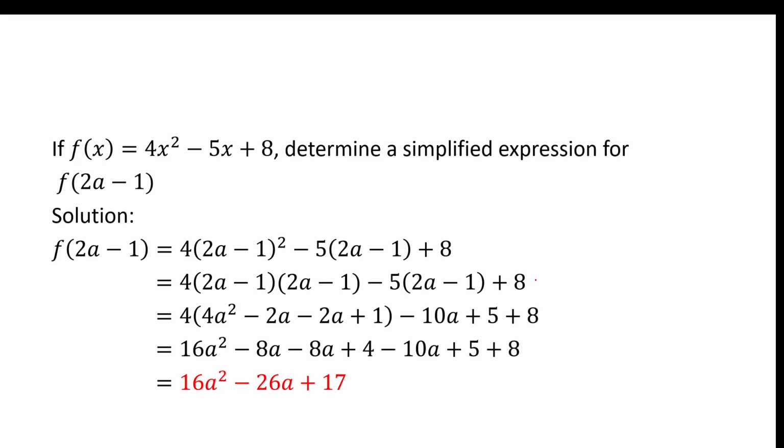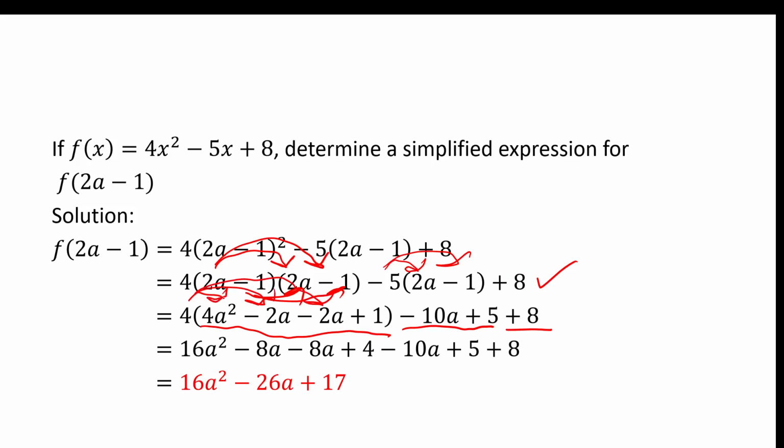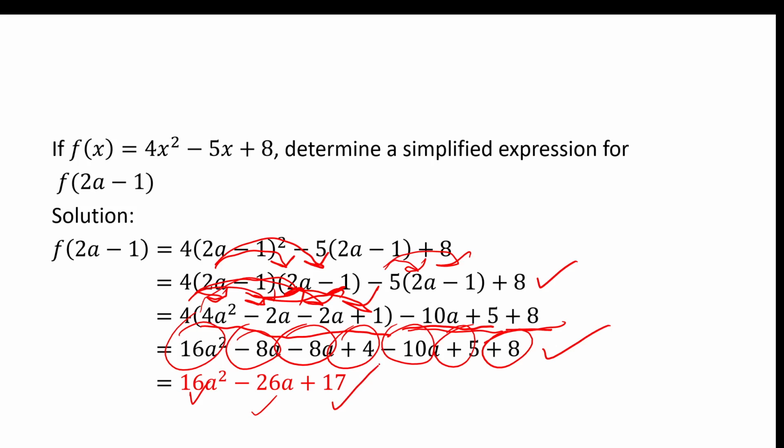So like we showed, this is where we left off on the last slide. When you expand 2a minus 1 times 2a minus 1, you end up with the long expression shown here. We distribute that negative 5 into this bracket. It becomes negative 10a plus 5. We still have that plus 8 on the end. And now we want to distribute in the 4. And we still have the minus 10a plus 5 plus 8. We get to this point right here, and now we just want to collect like terms. We have 16a squared, negative 8a, negative 8a, negative 10a, so that's negative 26a, plus 4, plus 5, plus 8 becomes plus 17.